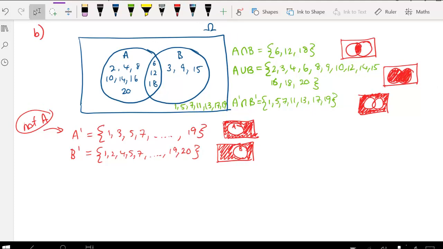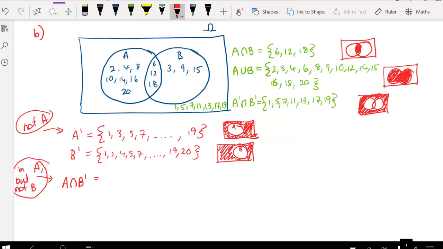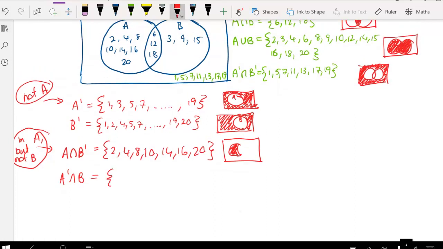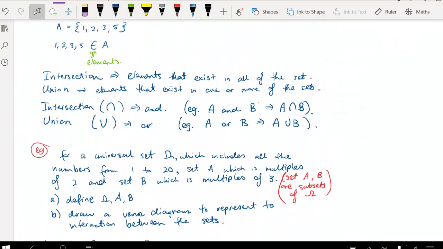Okay, so there are a couple of other things we can define. We can say A and not B. These are the things that are in A but not B, which is our 2, 4, 8, 10, 14, 16, and 20. That would be this section here that doesn't include the intersection. And if we look at not A and B, that means we're looking at the ones in B that are not in A. So they are simply 3, 9, and 15. In terms of space, they'll be the ones that exist in B but not in the intersection. Essentially, that's what we're looking at with our Venn diagrams, our intersections and unions of sets.